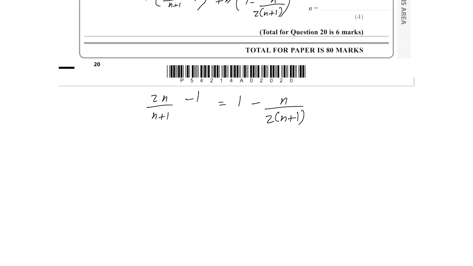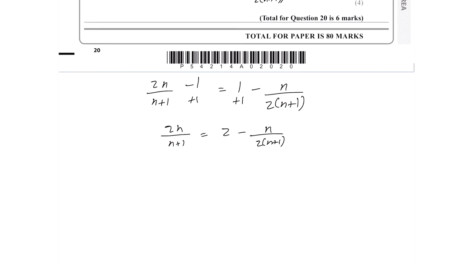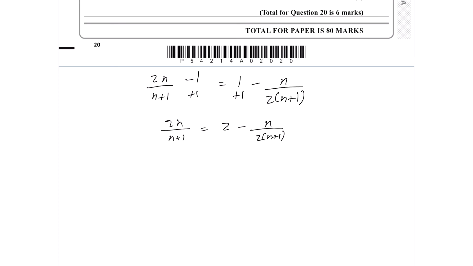So the first thing we can do is get rid of the 1, so we can add 1 here, add 1 here. So that gives me 2n over n plus 1 is equal to 2 minus n over 2 bracket n plus 1. So now we have this. A simplification I can see straight away is if I multiply each side by 2, I can make the denominators the same. And you'll see what I mean when I do this. So I'm going to multiply this side by 2, and I'm going to multiply this side by 2. So that's 4n over n plus 1 is equal to 2 bracket, well, not 2, because I'm multiplying it by 2. So that's 4 bracket 2n over 2n plus 1.